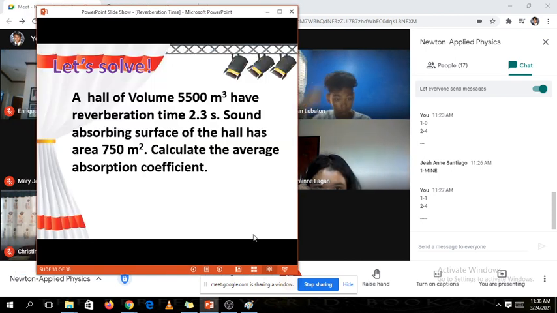So let's try solving a sample problem. I'll be giving you around 5 minutes to solve this one. Then later, you will show your answers on the show me board. Be sure to box your final answer. If possible, use a marker so that I can see your answers.